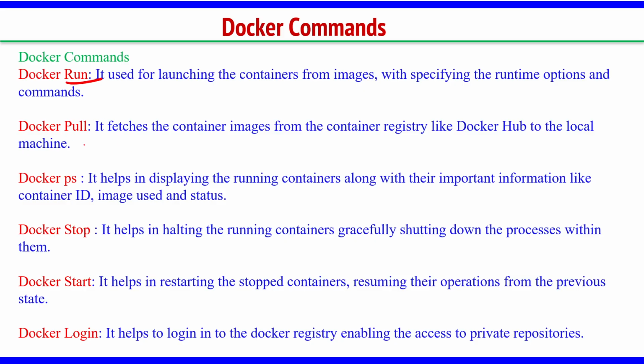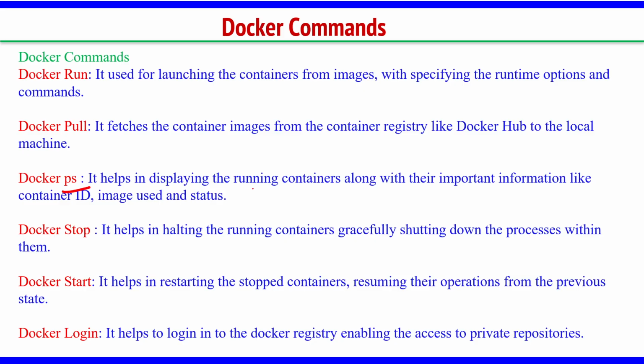Then docker pull, it fetches the container images from a container registry like Docker Hub to the local machine. Same like our GitHub, getting the code into our local machine, same way we can do the docker pull here. So, once the code is available in the registry, I can use docker pull to fetch that code into my local machine.